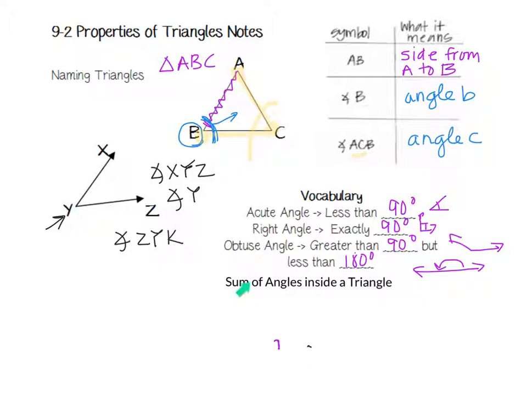Mine got cut off, so I typed it up. It says the sum of angles inside of a triangle, if I were to take all three angles and add them up, they would equal 180 degrees. So it doesn't matter what type of triangle it is, all three angles will add up to be 180 degrees. And if you think about that, a triangle is half of a rectangle or half of a parallelogram. What do you think the angles in a parallelogram or rectangle will add up to be? So no matter what, they will add up to be 180 degrees.